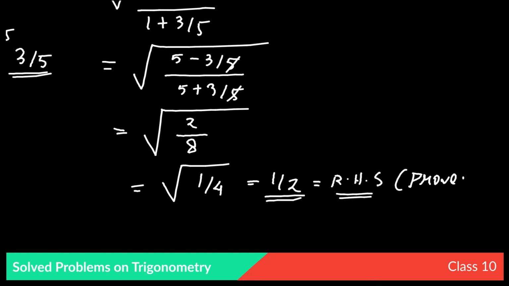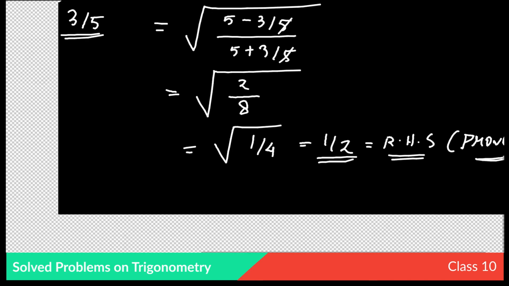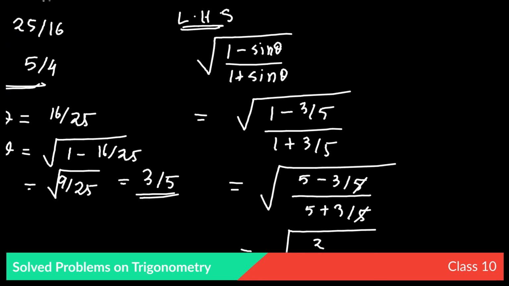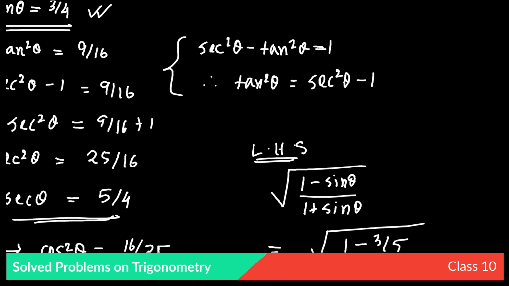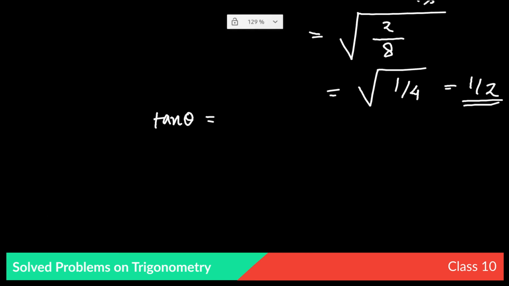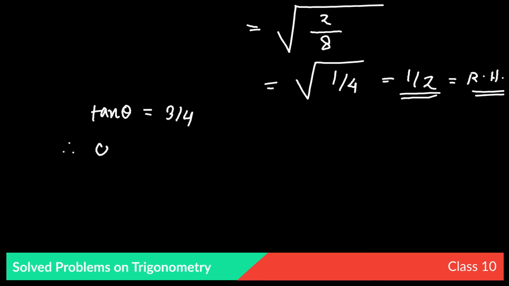Proved. Now another method for this. It was given that tan theta equals 3 by 4. From this we can write cot theta. This is a short process.